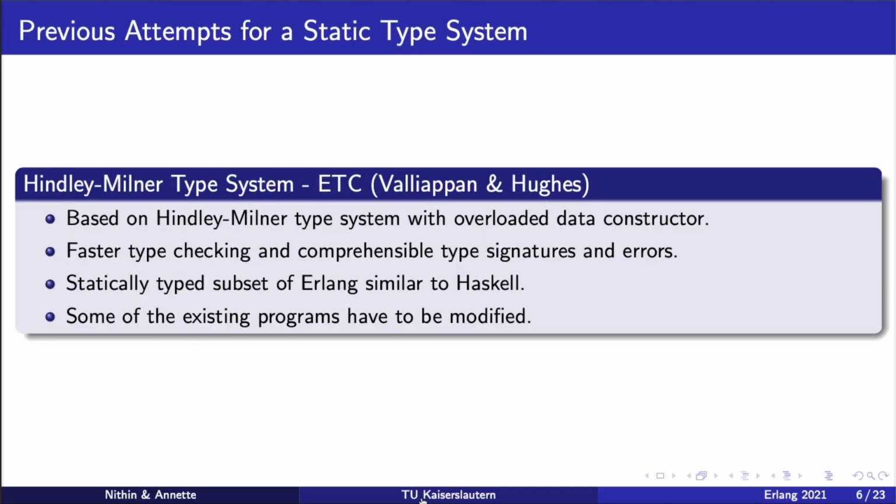Another one is the Erlang type checker, etc. This is based on the Hindley-Milner type system with overloaded data constructors to support the case where Erlang terms can belong to multiple types. This Hindley-Milner approach has faster type checking, comprehensible type signatures and better type errors. With their system, they were able to come up with a statically typed subset of Erlang, which is very similar to Haskell. One drawback of their approach was that some already existing programs may have to be modified to fit into their type checking system. For example, in some cases we have to introduce algebraic data types and change the code accordingly.